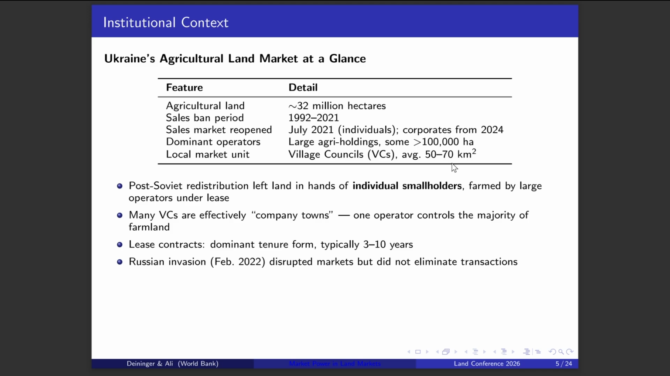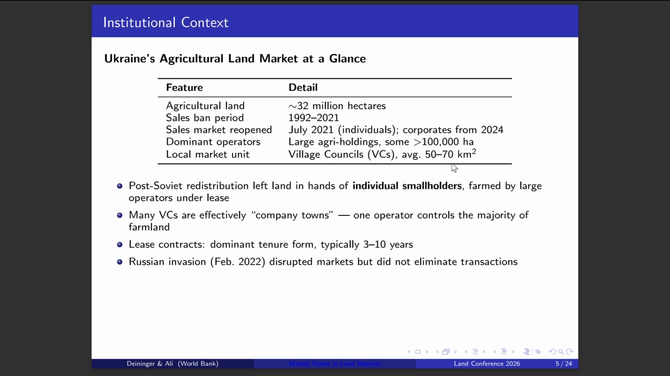So a few facts about the Ukraine context. I touched upon this a little bit. Ukraine has about 32 million hectares of agricultural land, and I talked already about the ban on the sales market and the gradual opening up of the sales market in 2021 and then for legal entities in 2024. And there are indeed dominant operators in Ukraine, even up to more than 100,000 hectares.